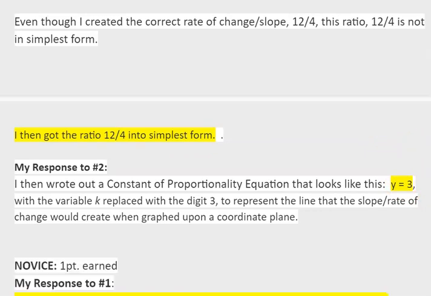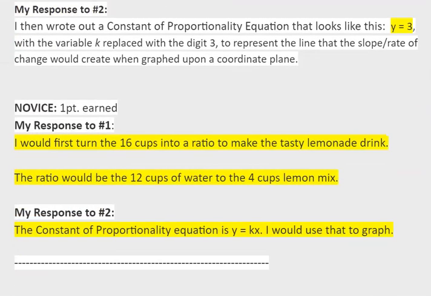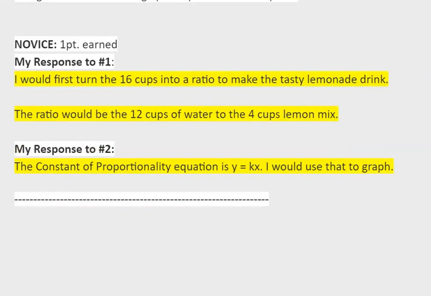And let's look at the novice. All right, here's my novice. I'm going to move this up here. So the novice person earns 1 point. Let's look at the response that earns a person a novice. I would first turn the 16 cups into a ratio to make the tasty lemonade drink. Okay, how would that ratio look? And they never tell me that. So there goes my how question.